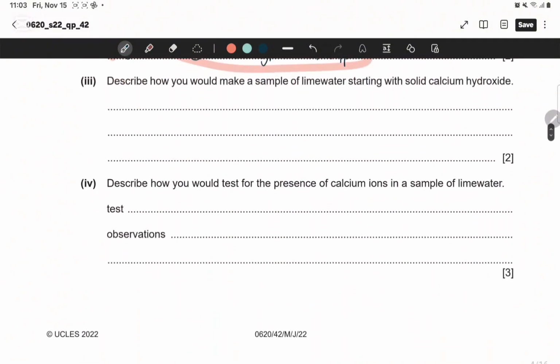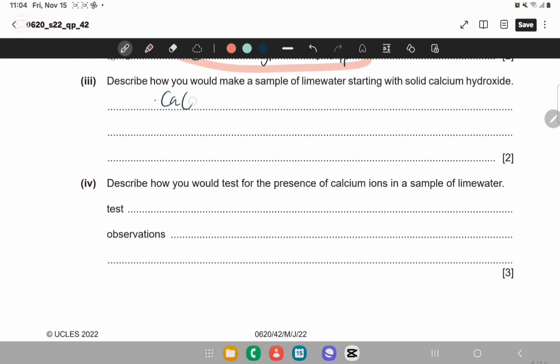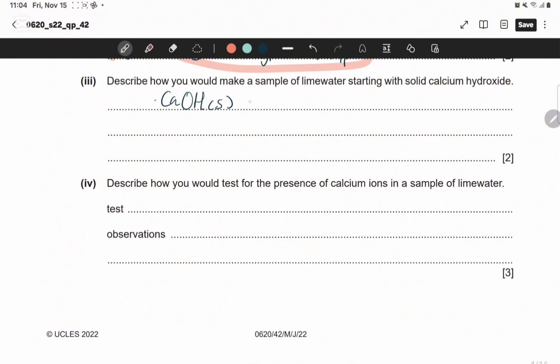Describe how you would make a sample of lime water starting with solid calcium hydroxide. So first you're gonna get the calcium hydroxide, Ca(OH)2, as a solid, and add it to water, and then you're just gonna filter, and then the filtrate is gonna be the lime water, and the residue is just gonna be the Ca(OH)2 that didn't dissolve.